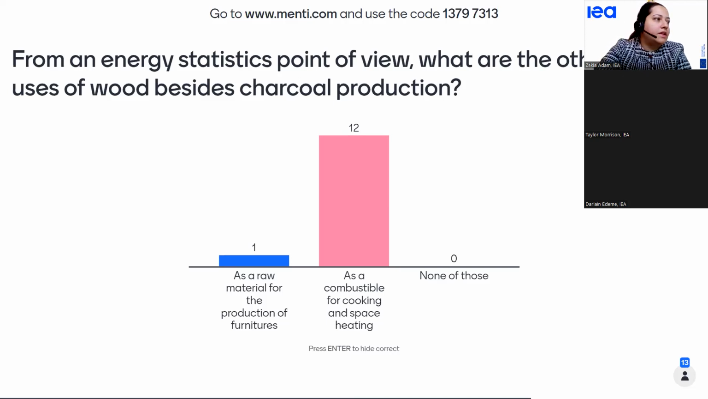So let's look at the right answer. Most of you got it right. In energy statistics, we report only fuels used for energy purposes. So when you make a furniture, it's not an energy purpose. You're building a chair, a table. So this should not be reported in the energy statistics. The wood that you're using for heating and cooking, this is an energy purpose, so that you should report.